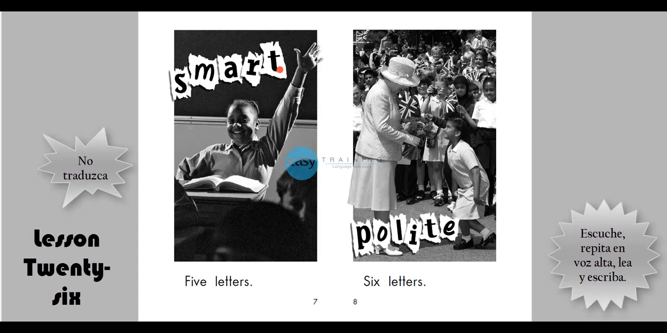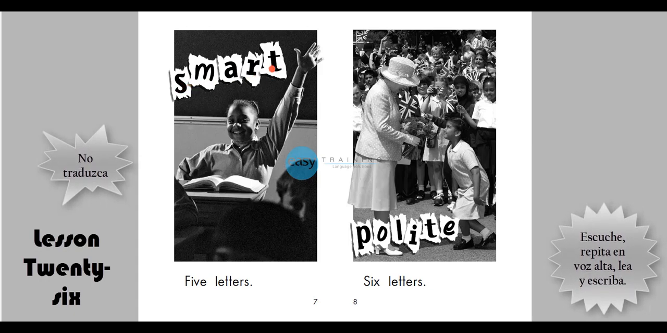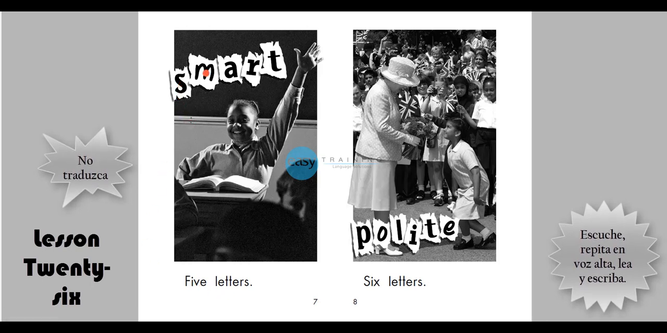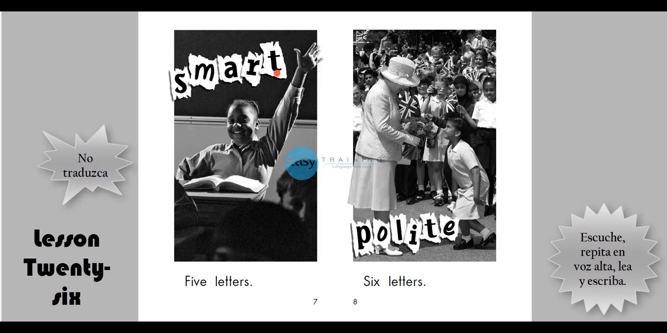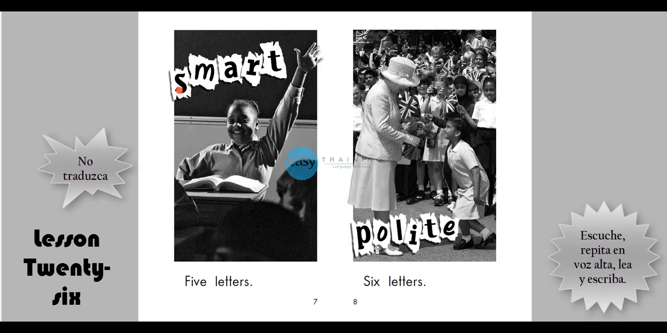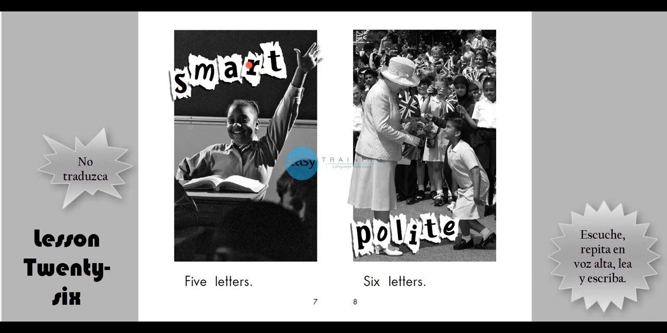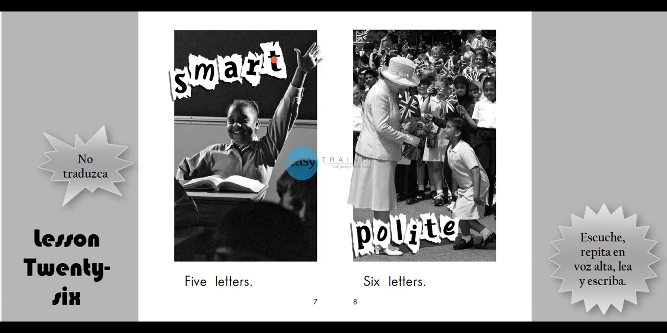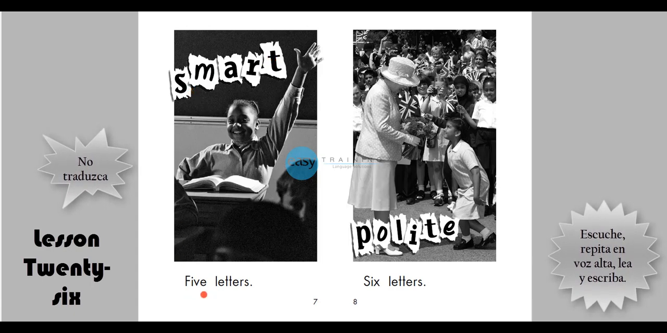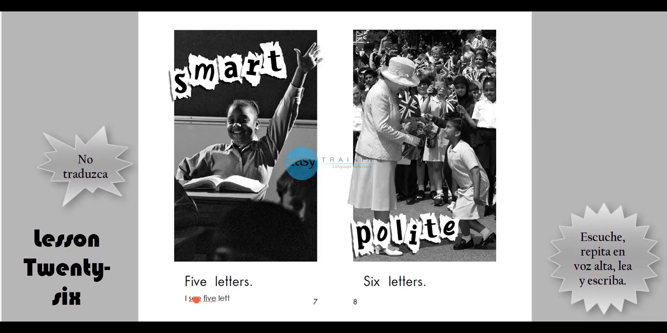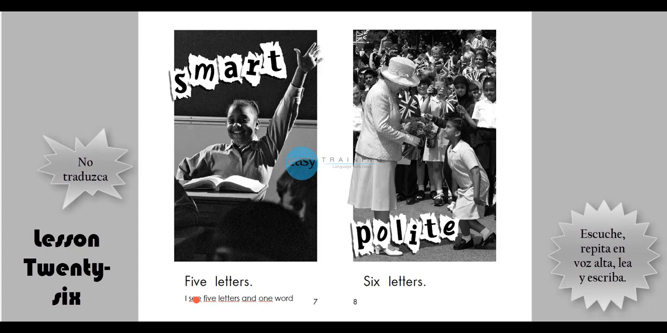Smart. Five letters. One, two, three, four, five. Letter S, letter M, letter A, letter R, and letter T. S, M, A, R, T spells smart. Smart. Five letters. I see five letters in one word.